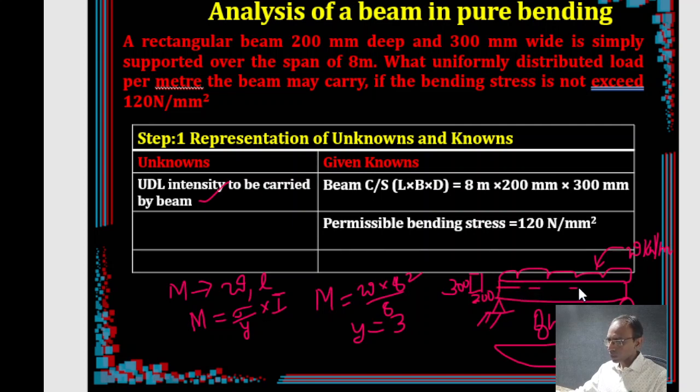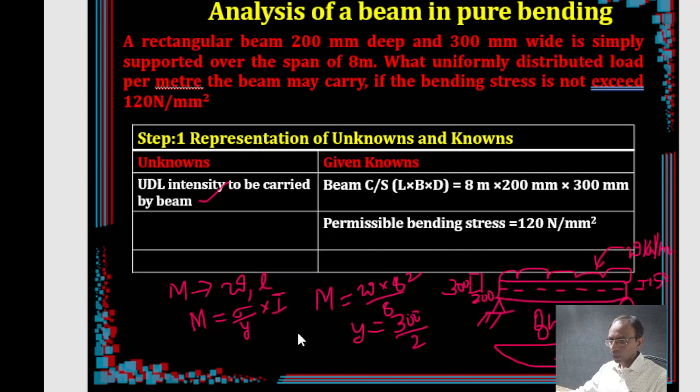This is the neutral axis, for example. From the neutral axis, your distance will be d by 2. This is 300 total, so it is 150. So this is 300 by 2. So y is also known to you now.